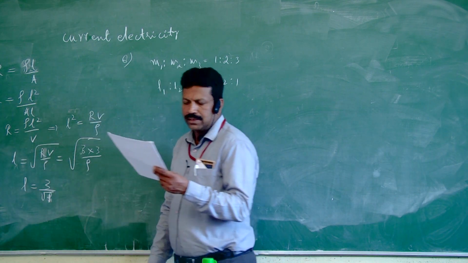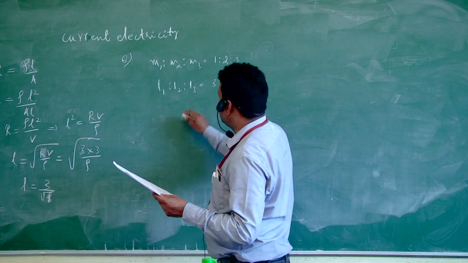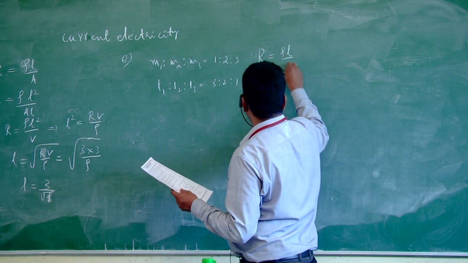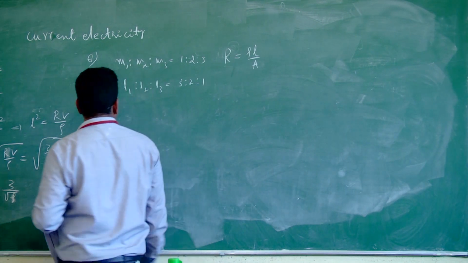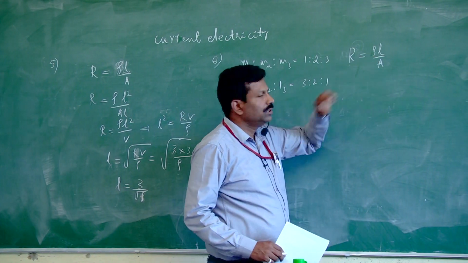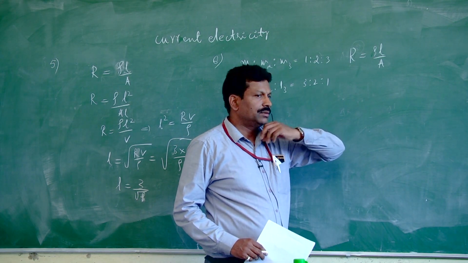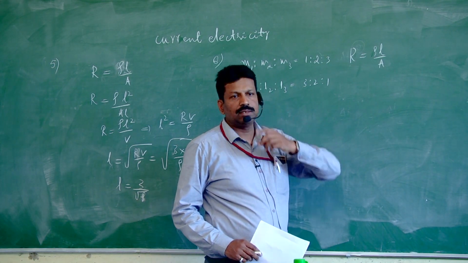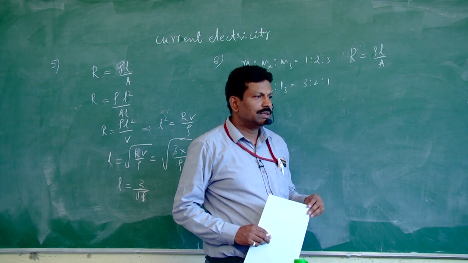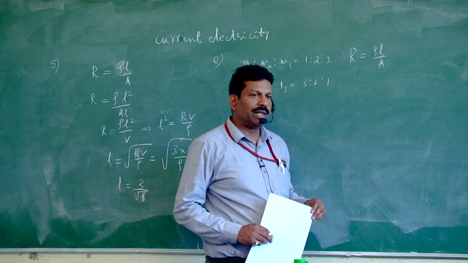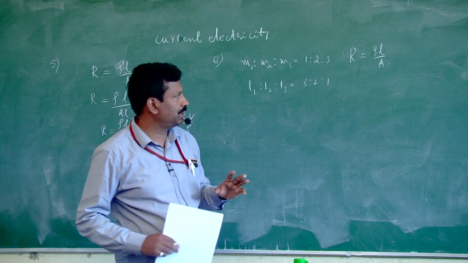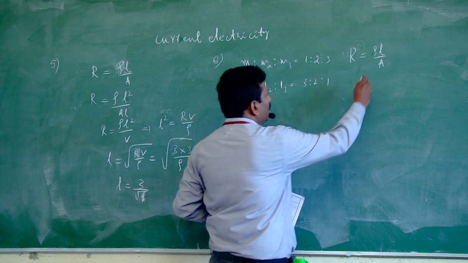The electrical resistances are in the ratio of, so what are, because mass is given, but we know resistance is given by rho L by A, correct? They are of the same material, so therefore rho is same. Rho will not change. Does rho depend on length? No, it does not depend on length or area of cross section. It's constant. Resistivity is numerically equal to resistance of unit length, unit area of cross section. So rho is constant.